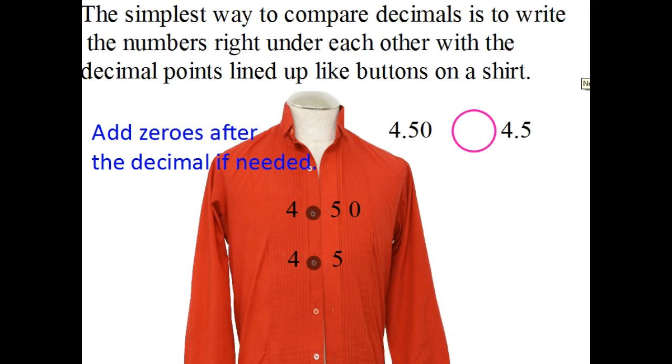I'm comparing the whole number part. I got a 4 and a 4. So I'm going to go to the next place. Since they're equal, I'm going to the tenths. I got a 5 and a 5. So they're still equal. I go to the next place and I notice I have a 0, but over here I have nothing. Nothing is really the same as 0, so those are really equal. 4.50 is the same as 4.5.